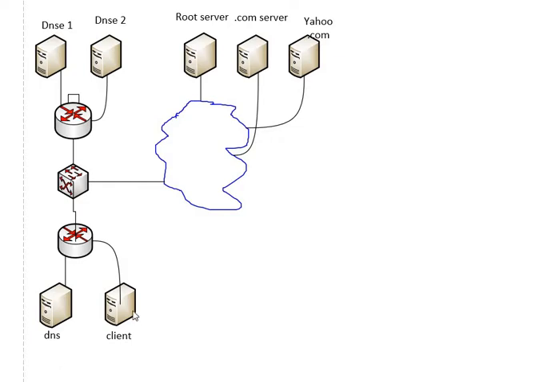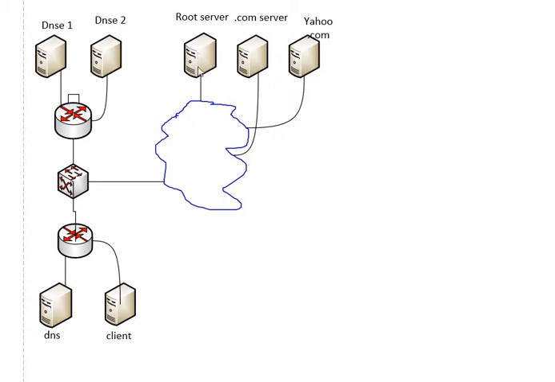Split brain DNS. The client opens up the browser, sends a request to the resolver in the client's machine. Then we'll send a query out to the DNS machine. The DNS will then send a query out to the root machine looking for Yahoo.